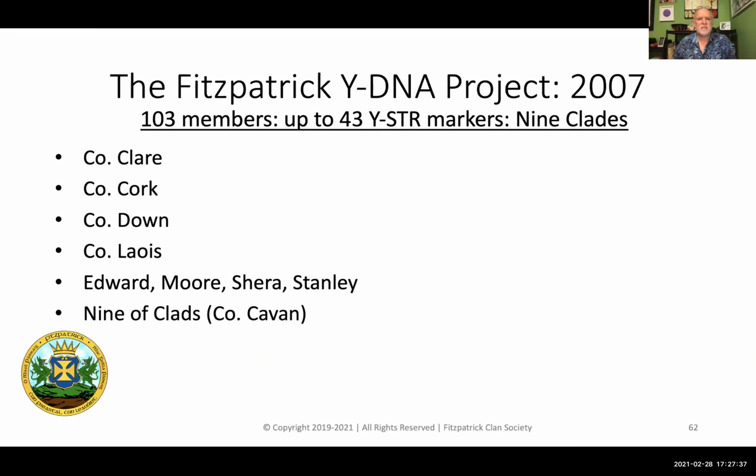In 2007, the project had grown to about 103 members, and Colleen reported 9 clades, or 9 different groups. One seemed to be based in Clare, one in Cork, one in Down, one in Leath, and then she had the names Edward, the surname Moore, the surname Shearer. She added the surname Stanley, and Cavan had changed into the 9th of the clades. And people quite often ask me what that 9th clade was.